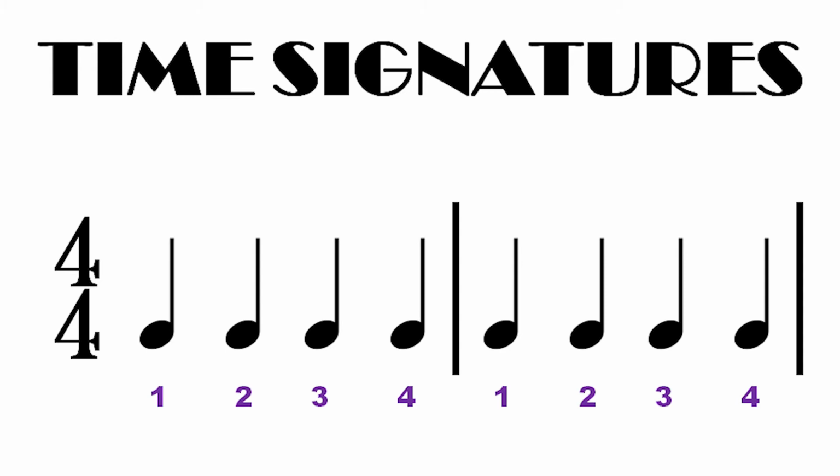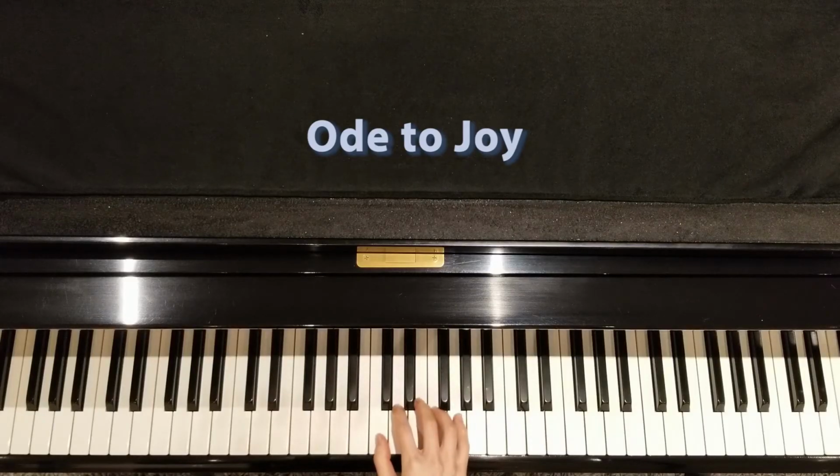Today, we'll only focus on the 4/4 time signature. We'll learn the other time signatures in the next lesson. Now that we understand the 4/4 time signature and the note values, let's play some songs in the middle C position. The first one is Ode to Joy.